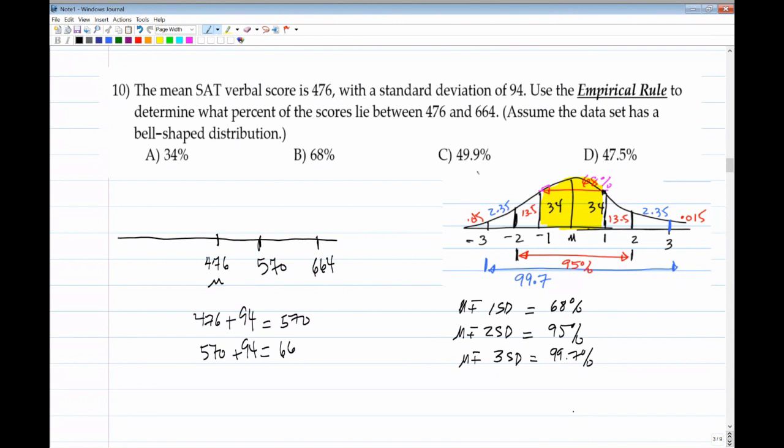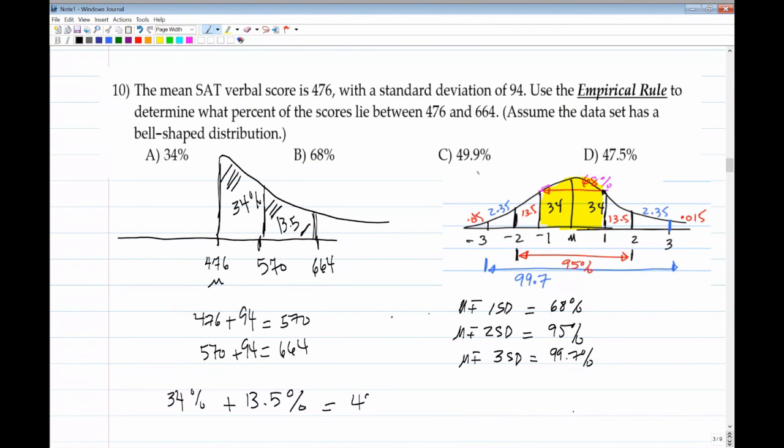That's where we should stop. If you look at the bell shape right here, the first standard deviation is very clear from the picture, that is 34%. The next one in line is 13.5%. So the total area in this region is 34% plus 13.5%, which is 47.5%.